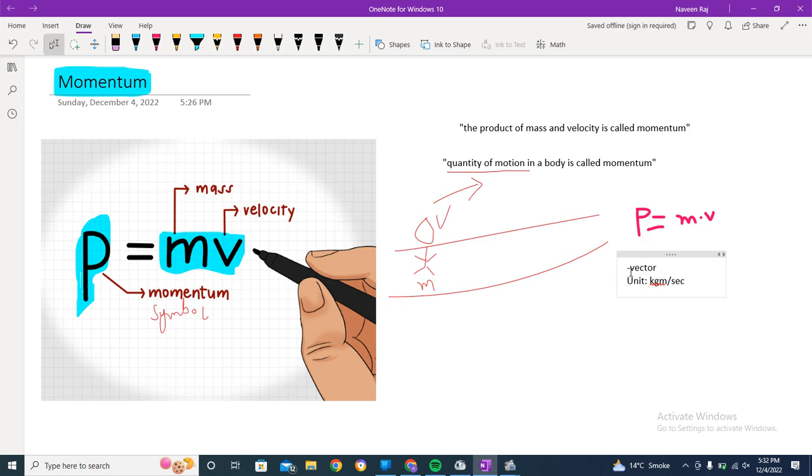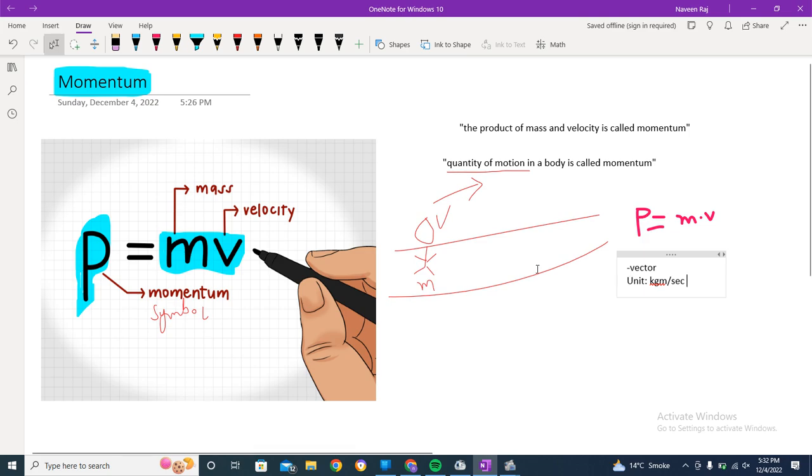Now let's look into some other points. If the velocity of the body is zero, the momentum is also zero. So momentum and velocity are directly proportional, and in a body the direction of the momentum and the velocity are the same, and they are parallel to each other.